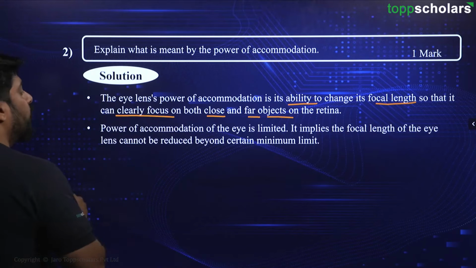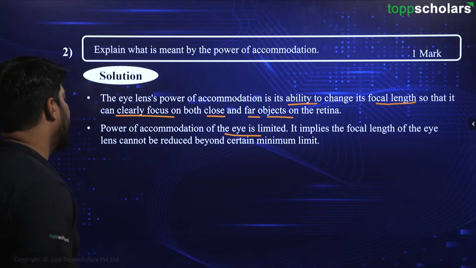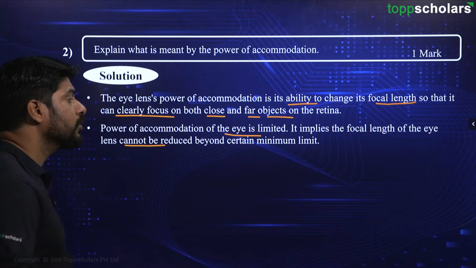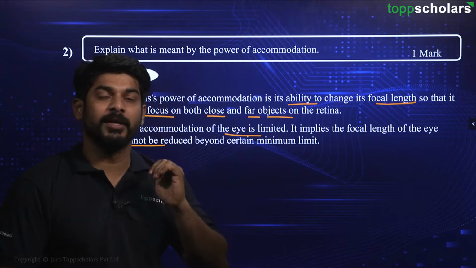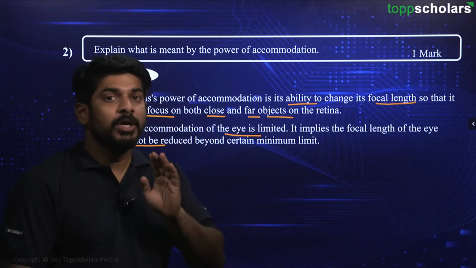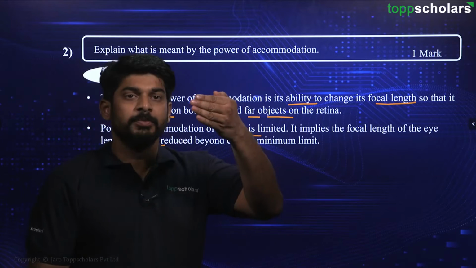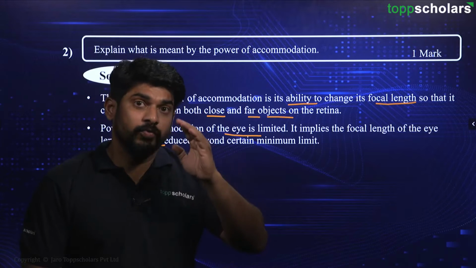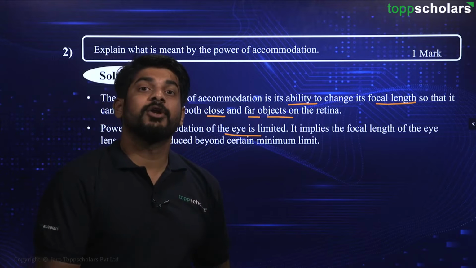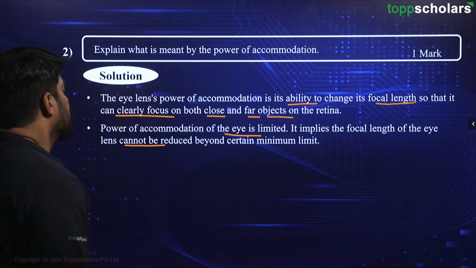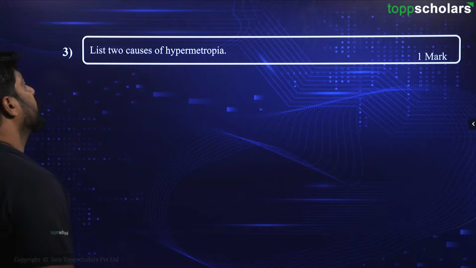The power of accommodation of the eye is limited. It implies that the focal length of the eye lens cannot be reduced beyond a certain minimum limit. That means we can see up to a certain limit properly, but beyond that limit we are not able to see clearly, because if the object is quite close to our eyes, then we have to strain our eyes, and it takes some effort to see that object clearly. So this is what power of accommodation is. Moving on to the next question.